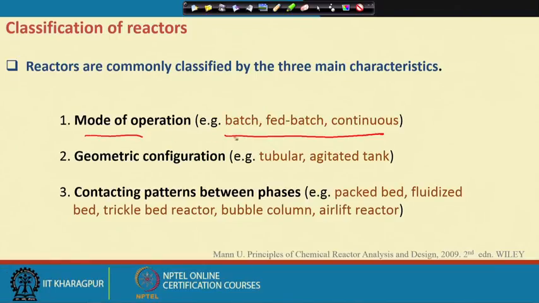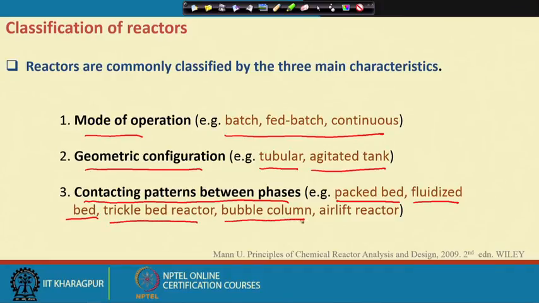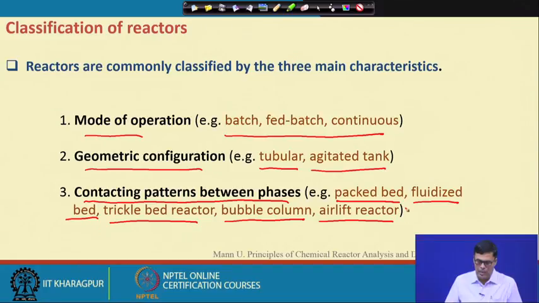We have here different modes of operation: the batch, fed batch and continuous. Then if you look at the geometric configuration, we have tubular and agitated tank reactor. Tubular means it is a kind of tube, liquid is flowing through the tube. Agitated reactor, I have already shown, there is an agitation that we have. And then for the contacting pattern between the phases, we have the packed bed reactor, fluidized bed reactor, trickling bed reactor, bubble column reactor, and air lift reactor. So, different types of reactor.